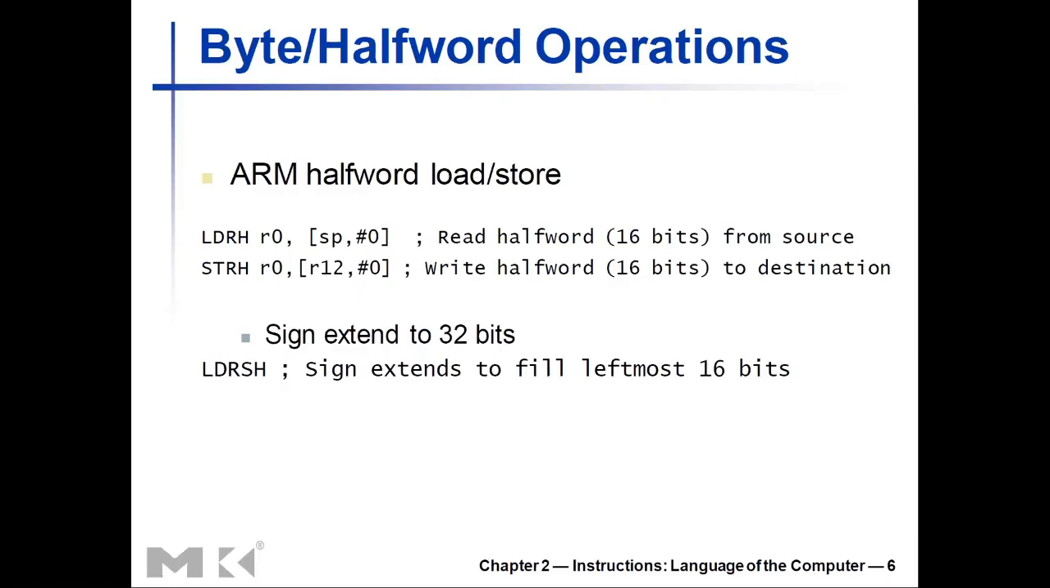With LDRH, you can load a half word from memory into a register. The syntax is again similar to LDR and LDRB. So you can read a half word, 16 bits, from the source and load it to a register. And STRH is to write a half word to the destination location in the memory.